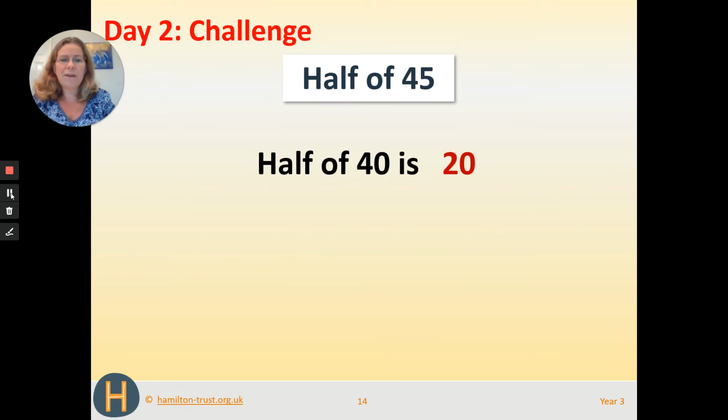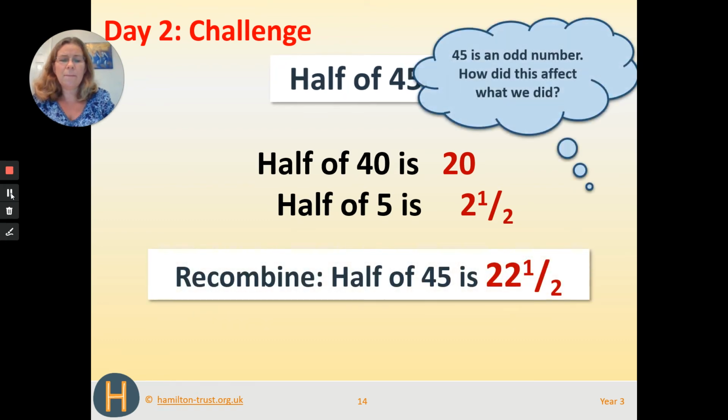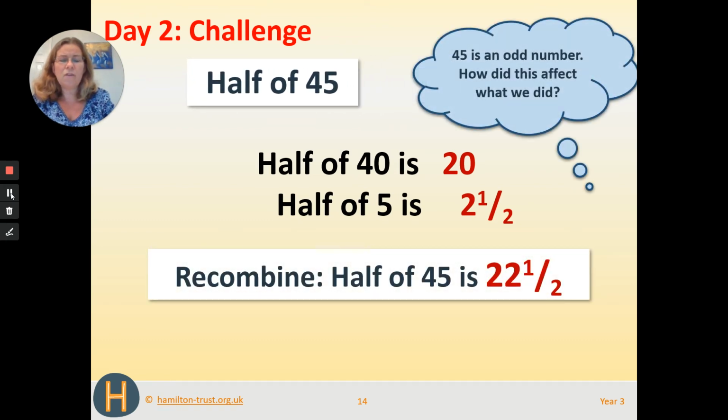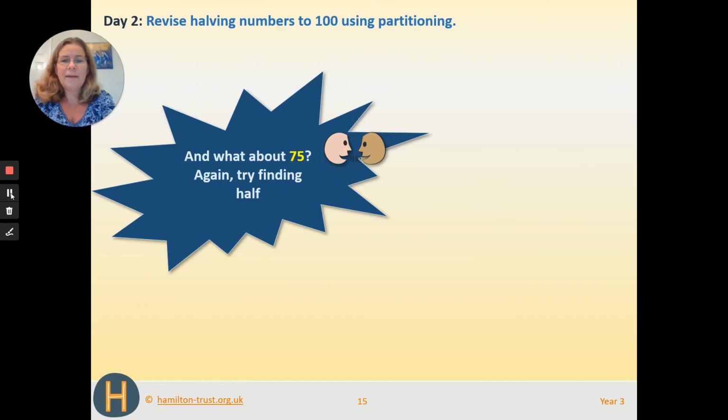Half of 40 is 20. Half of 5 is 2.5. Recombine. Half of 45 is 22.5. 45 is an odd number. This affected what we did. Now it's your turn to have a go on your piece of paper in your book.